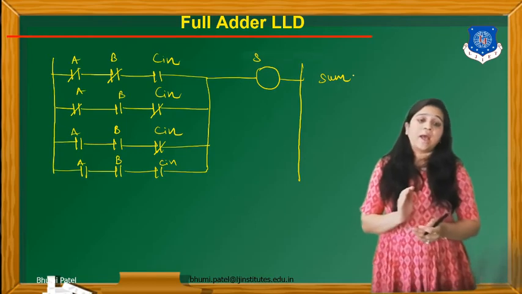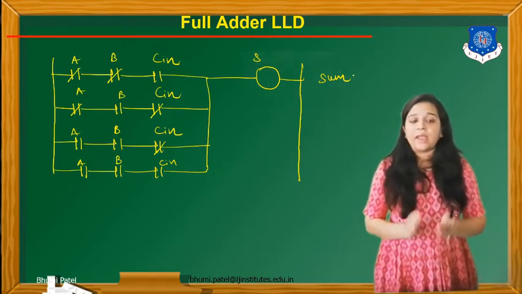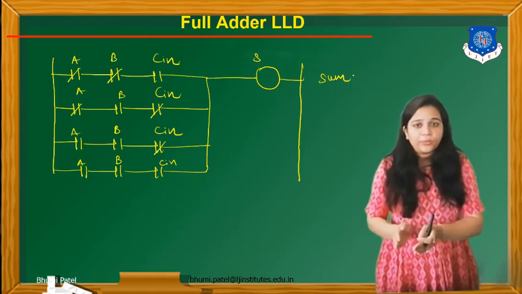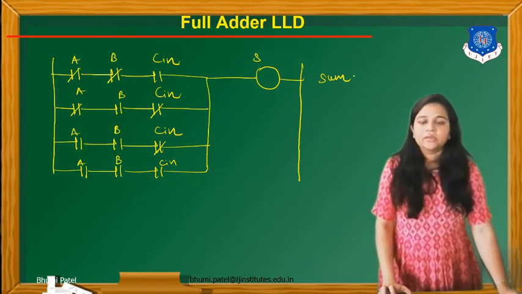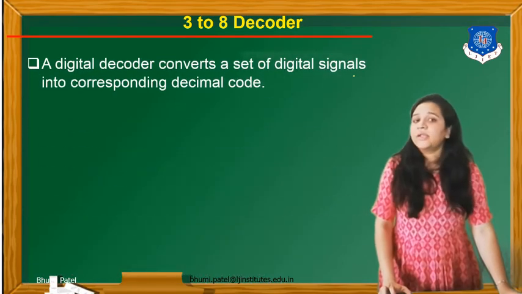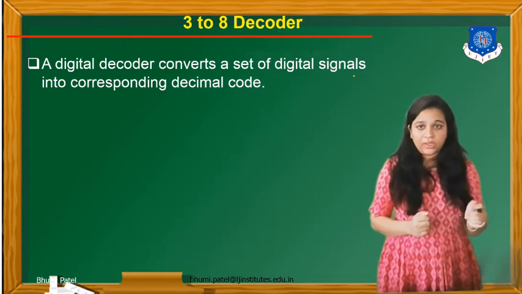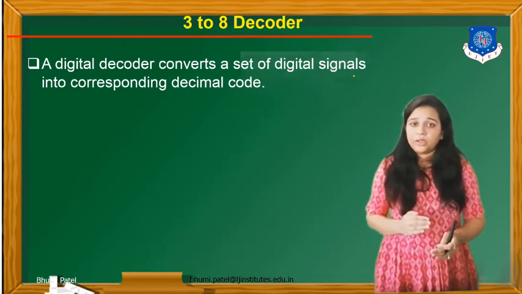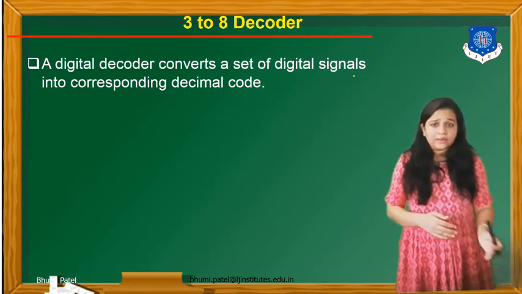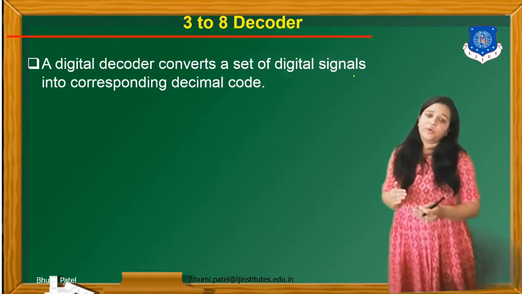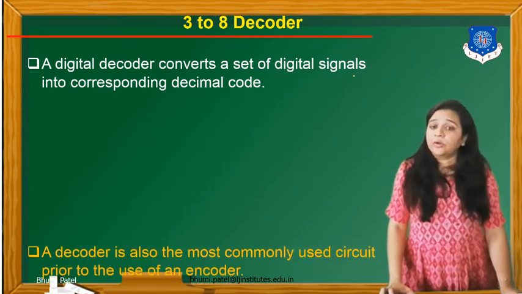So using the half adder and the full adder, we can simply add the inputs and we can get the output like sum and the carry. Clear? The next one is the 3 to 8 decoder. Okay, a digital decoder converts a set of digital signals into the corresponding decimal code. So this is the application of the decoder.